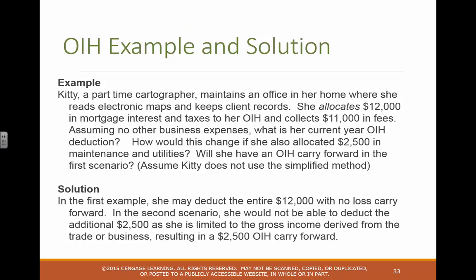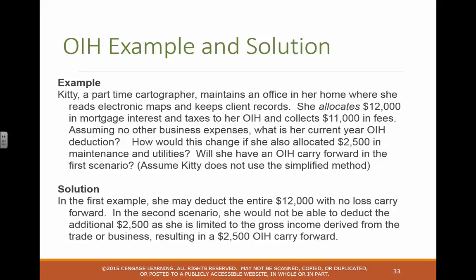Okay, we've gone through this. Okay, let's look at Kitty. Kitty's a part-time cartographer. What do cartographers do? They make maps. She maintains an office in her home where she reads electronic maps and keeps client records. She allocates $12,000 in mortgage interest and taxes to her OIH.